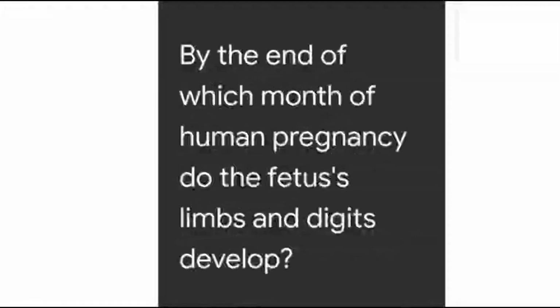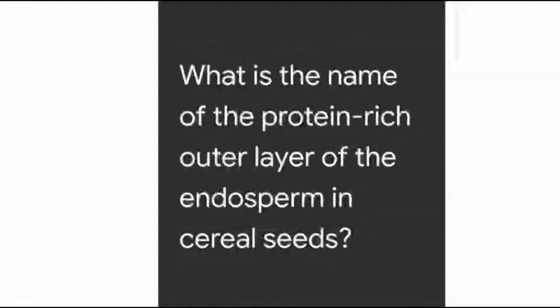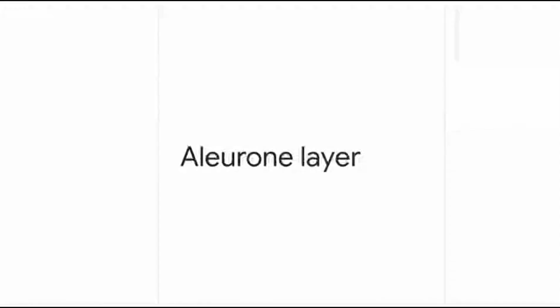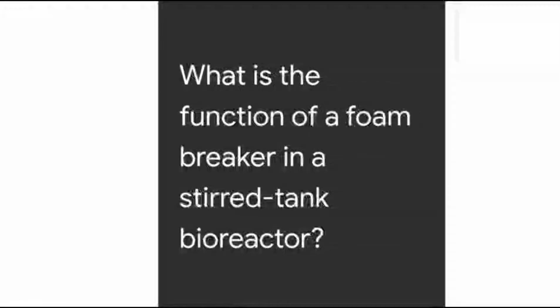By the end of which month of human pregnancy do the fetus limb and digits develop? That is the second month. What is the name of the protein rich outer layer of endosperm in cereal seeds? That is the aleurone layer. The aleurone layer is the protein rich outer layer of the endosperm in cereal seeds.